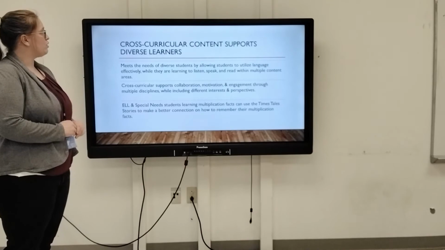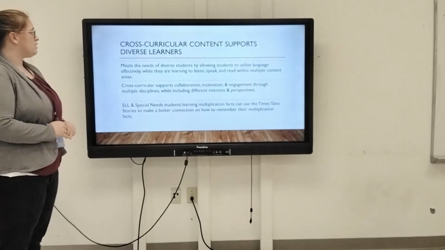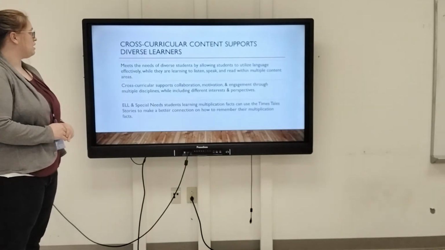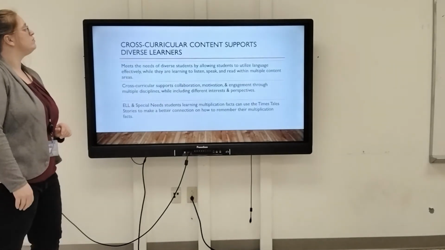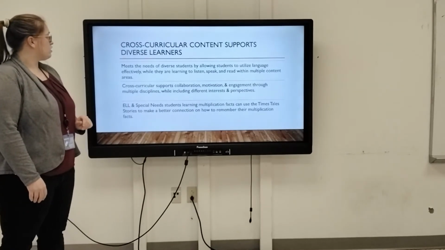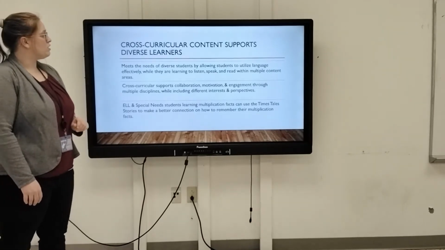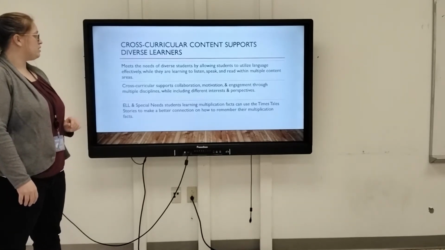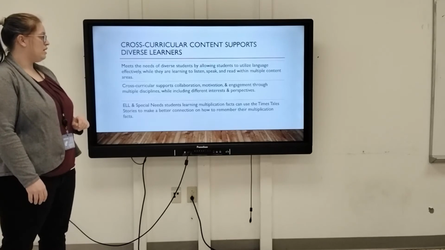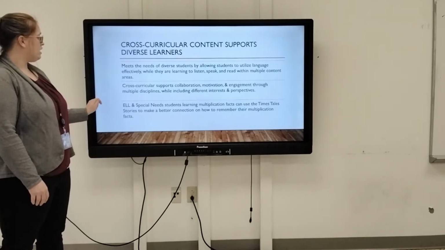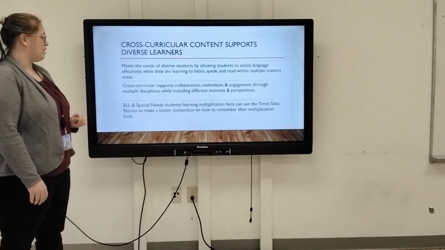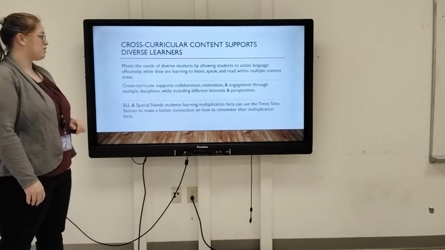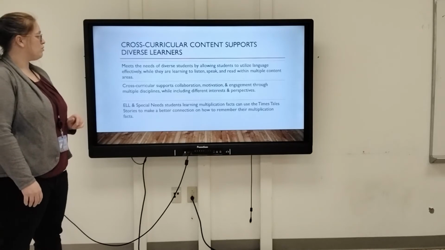Cross-curricular content supports diverse learners by meeting the needs of students and allowing them to utilize language effectively while they are learning to listen, speak, and read. Cross-curricular supports collaboration, motivation, and engagement through multiple disciplines while including different interests and perspectives. An example of this would be ELL students and special needs. They're learning multiplication facts through the use of times tell stories to make a better connection on how to remember their multiplication facts.